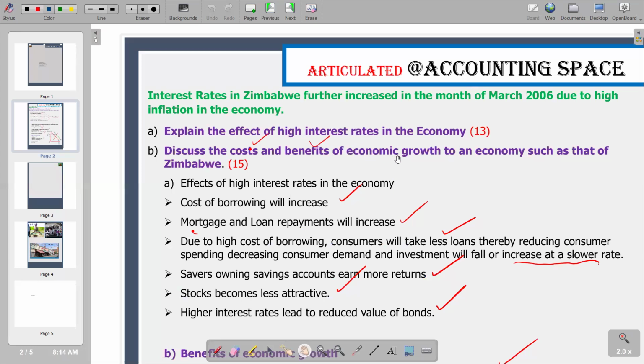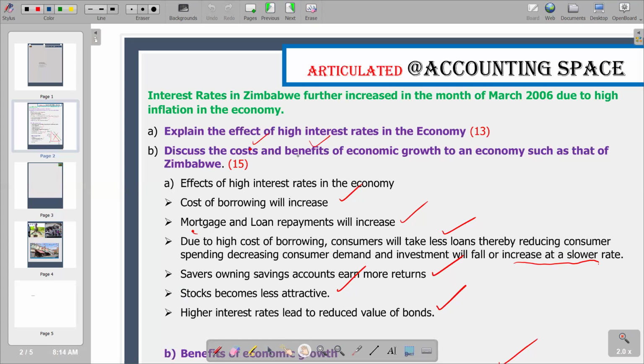We also have the term economic growth. So you can define the two in your second paragraph. Define interest rates, define economic growth. You just say interest rates are, then you stop. The next sentence, economic growth is, then you have defined the two terms. Even if you come up with 2 lines, 3 lines, that's okay.